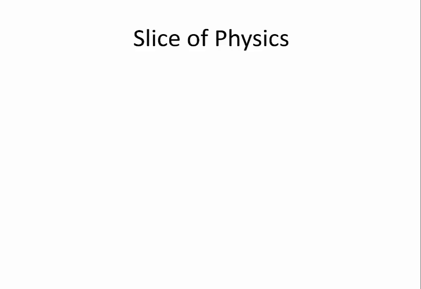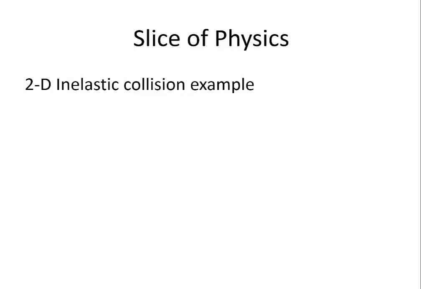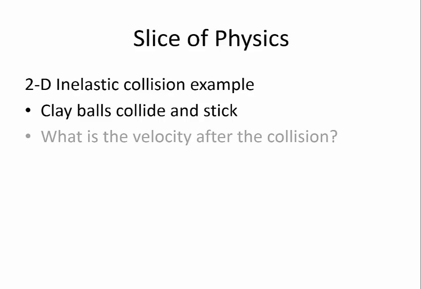We're going to look at another example of an inelastic collision now, and that's a collision in which the two objects that collide stick together after the interaction. The example we're going to take is two clay balls flying in the air, colliding and sticking, and we want to determine the velocity of the combined ball after the collision.